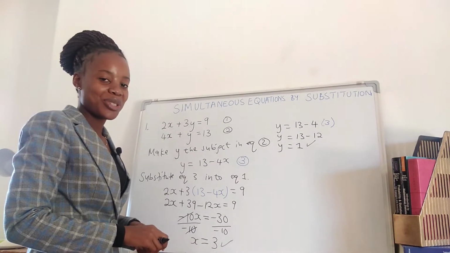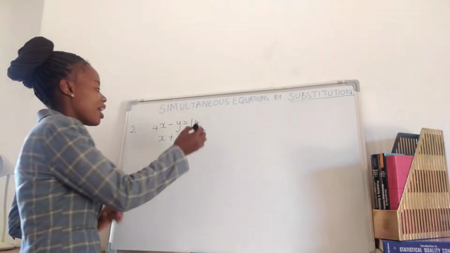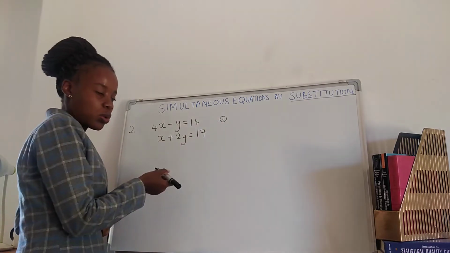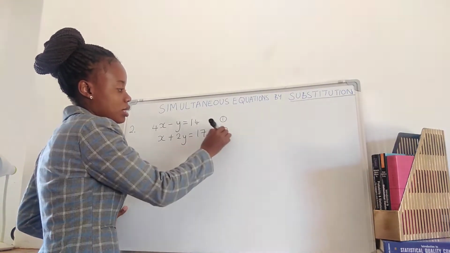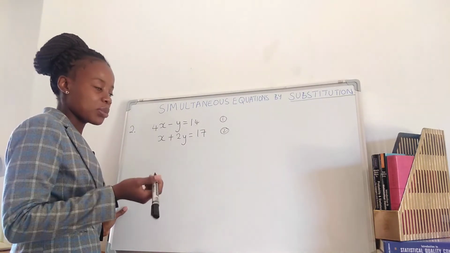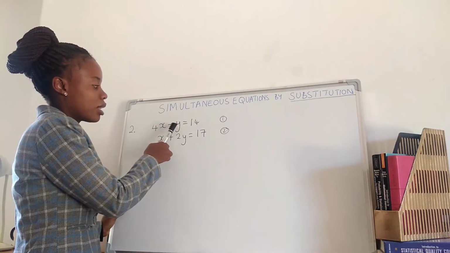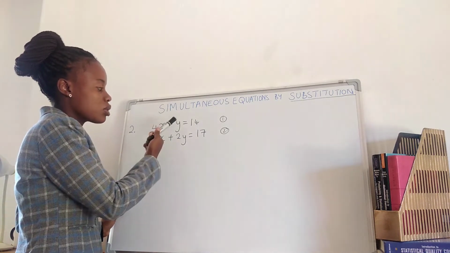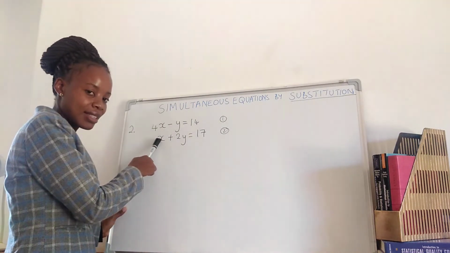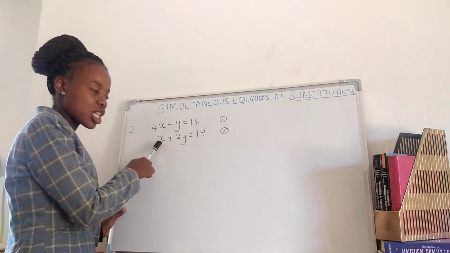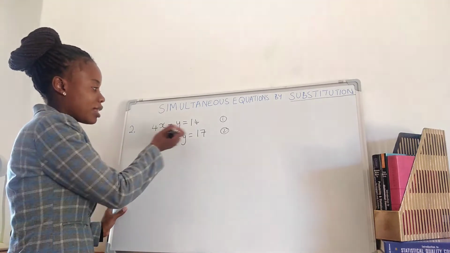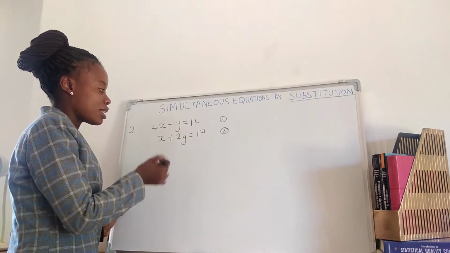Now let's get to number 2. Equation 1, we have 4x minus y equals 14, right? And then equation 2, we have x plus 2y equals 17. So the first step, you make y or x the subject. You can see that for equation 1, the coefficient of y is negative 1, so it's easier to make y the subject. Even for equation 2, it's easier to make x the subject because the coefficient of x is 1. Okay? So let's make y the subject in equation 1.